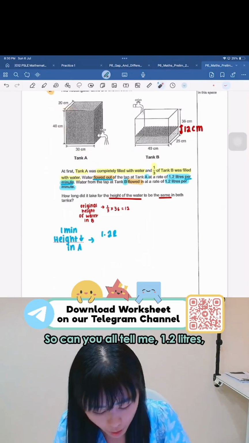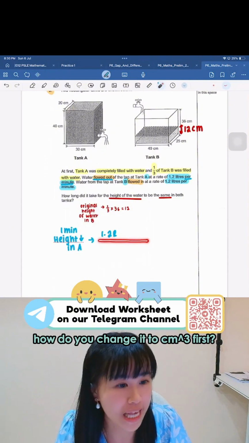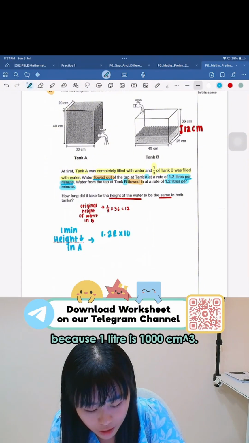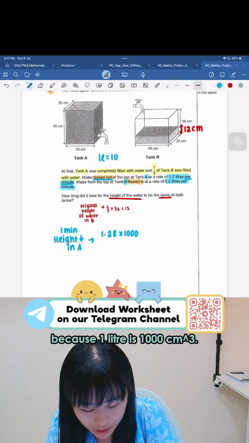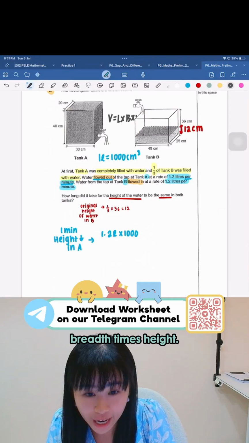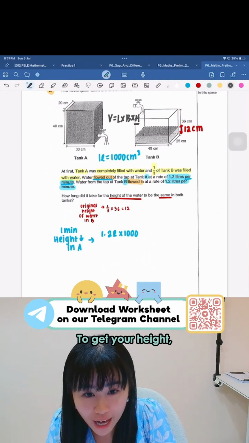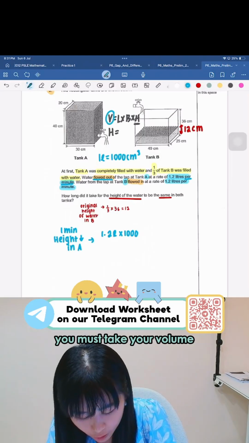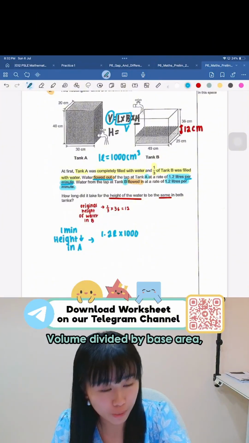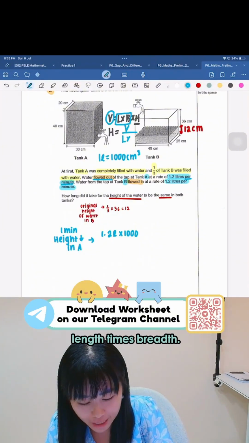So can you tell me 1.2 liters, how do you change it to cm cube first? Thank you, Xander, times 1000. Exactly, because 1 liter is 1000 cm cube, right or not? Volume is length times breadth times height. To get your height, you must take your volume, do what, everybody? Divide, yes, volume divided by base area, length and breadth.